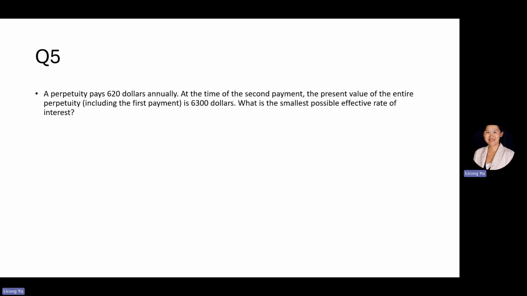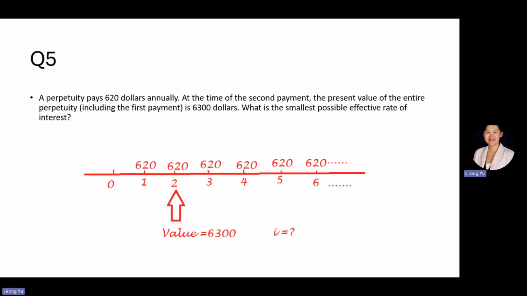A perpetuity pays $620 annually. At the time of the second payment, the present value of the entire perpetuity is $6,300. What is the smallest possible effective rate of interest? In this question, the unknown is the interest rate, and the cash flow is given. So draw the timeline. According to this payment plan, we're being paid 620 every year. It's a perpetuity, so we have infinitely many payments.